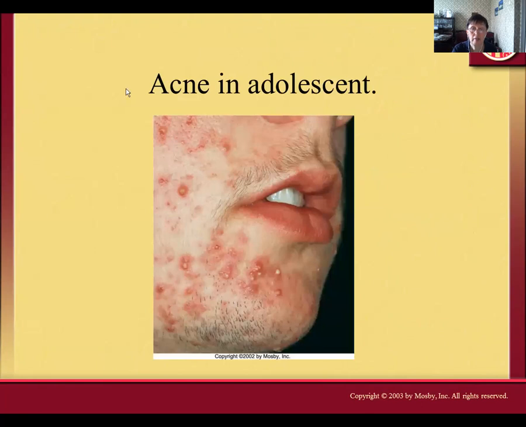Next picture, acne in adolescent with a lot of pustules. These elements of rash are called pustules. They contain pus.